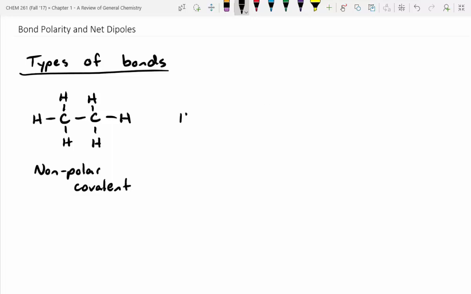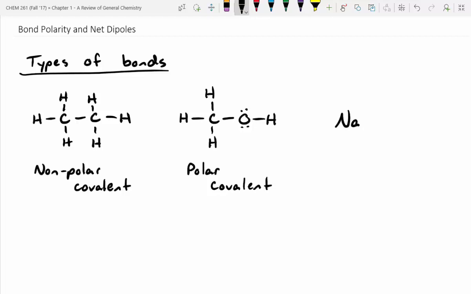This would be different than this example. In this case, we have methanol. Oxygen is very electronegative, so this would be called polar covalent. And then last but not least, we would have something like sodium chloride, where you've got a sodium cation that likes to be close to a chloride anion, and this is just referred to as ionic.